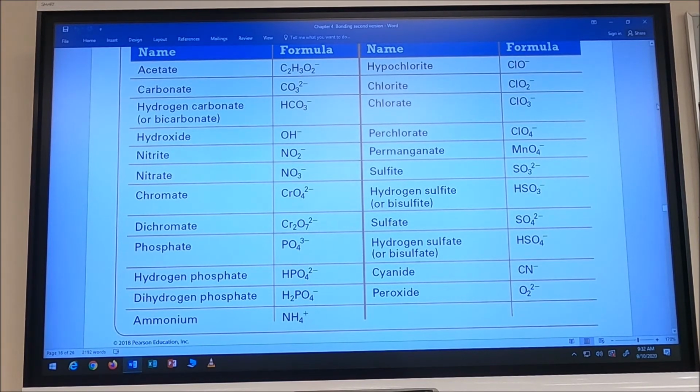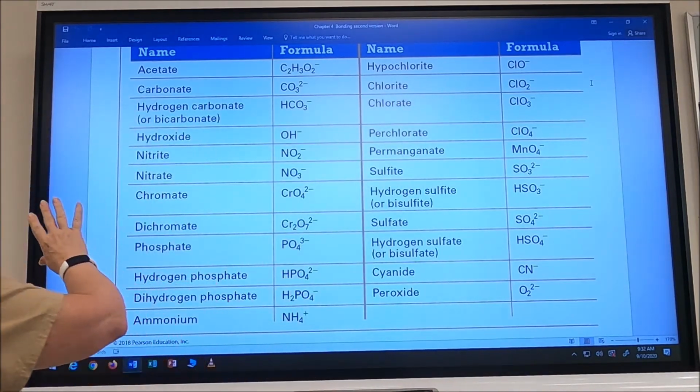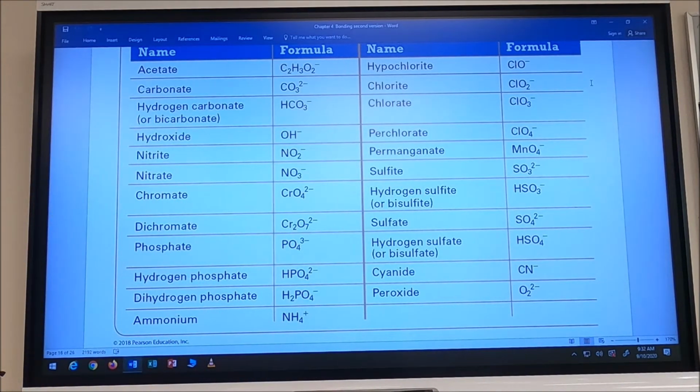Yeah, that's all. Okay, guys, here's our list of common polyatomic ions. This is a chart in your textbook. The good news is that, believe it or not, this is a short list. The bad news is you've got to memorize these. You've got to memorize name, formula, and charge, because these are common enough that you have to be able to recognize them when you see the formula.